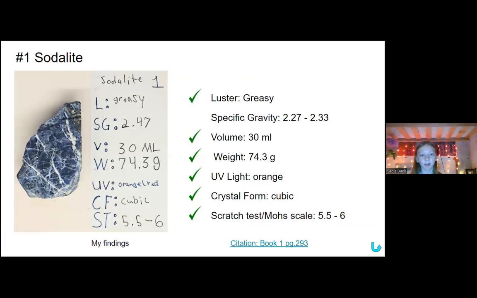My first specimen is sodalite. I identified the luster as greasy. The specific gravity is 2.47. The volume is 30 milliliters. The weight is 74.3 grams. It glows orange under the UV light. Its crystal form is cubic. And the scratch test shows that it is 5.5 to 6 on the Mohs hardness scale.